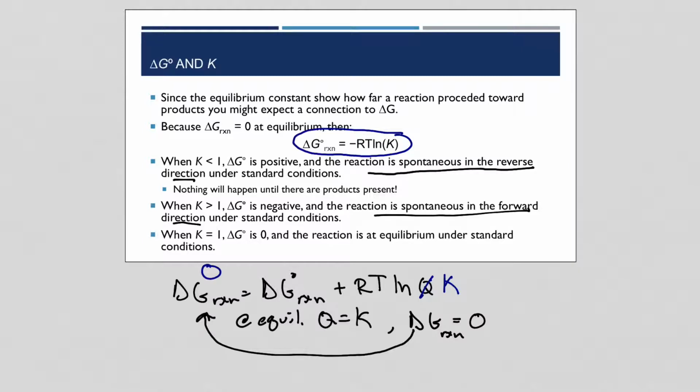Now, of course, if K were equal to 1, then the natural log of that would be 0, and so delta G under standard state would be 0, and if delta G is equal to 0, that means we're at equilibrium. So this is probably the rare case where equilibrium occurs at standard conditions. This is not something that we find very often, that we would be exactly at equilibrium at standard conditions. But that's what the significance would be if I had a K equal to 1.